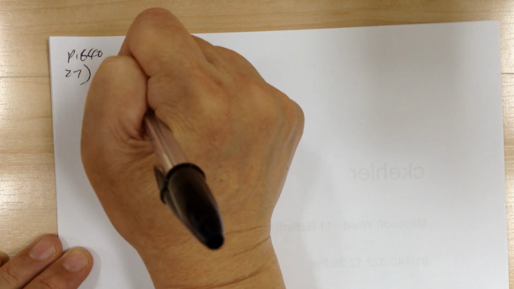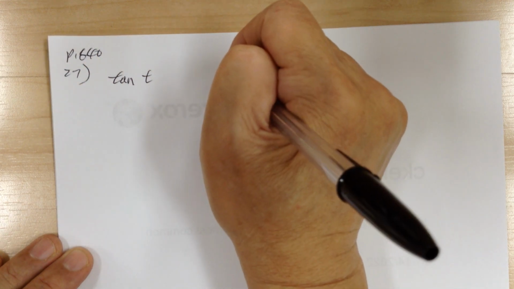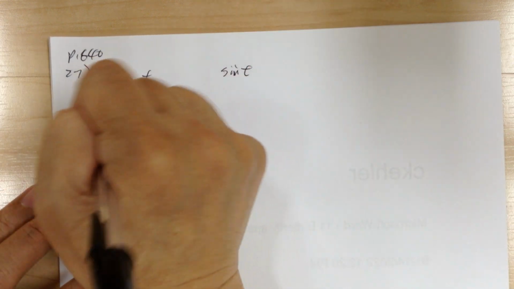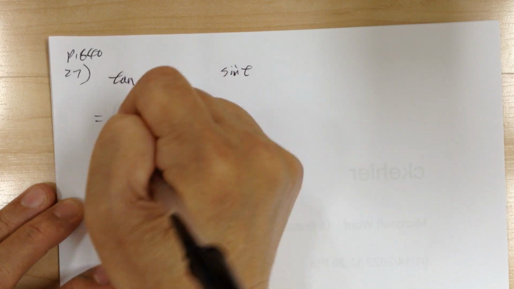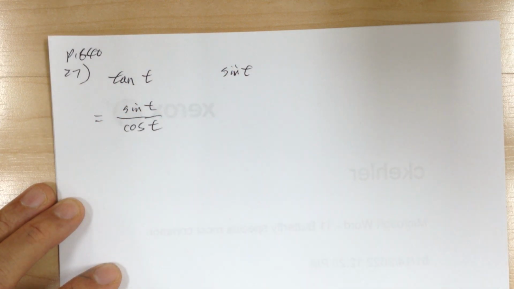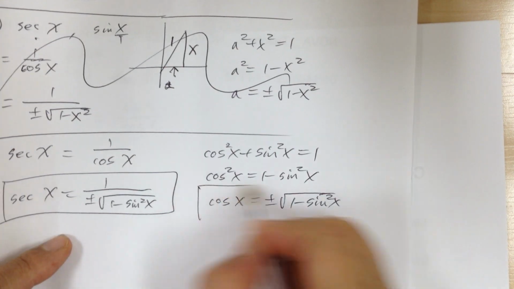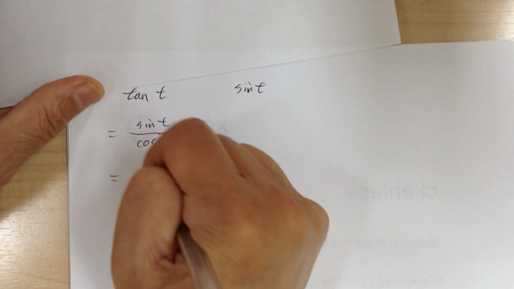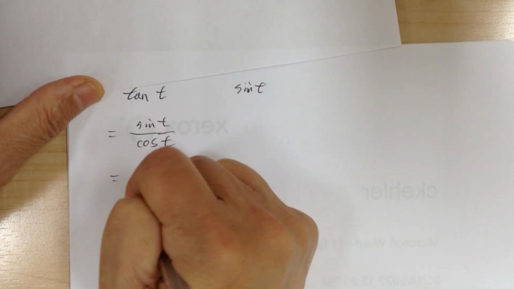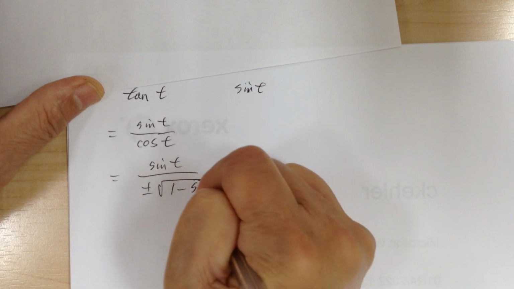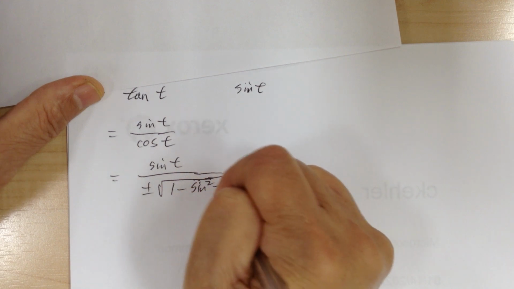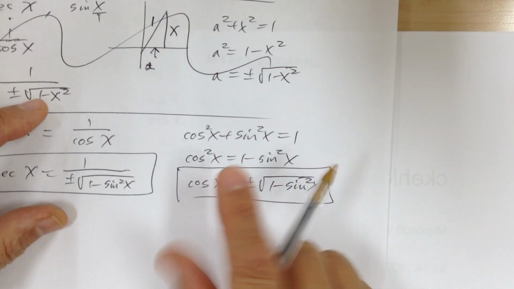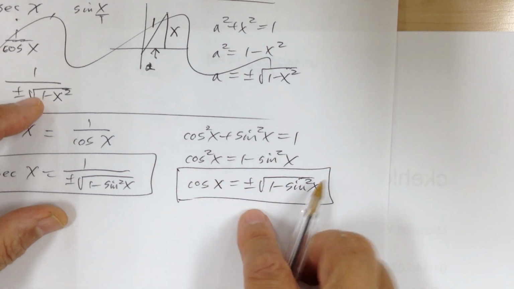Okay, so you have tangent t, and you're writing everything in terms of sine t. First, tangent is equal to sine t over cosine t, right? And again, from last time, we know what cosine is equal to, so just substitute. You're going to get sine t over plus or minus the square root of 1 minus sine square t. Okay, and that's it, right? Once we derive what cosine is equal to, we can just use that over and over and over, okay?